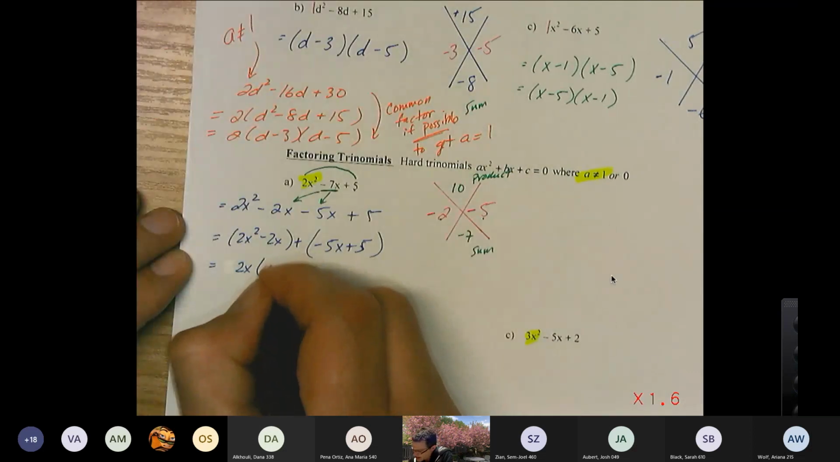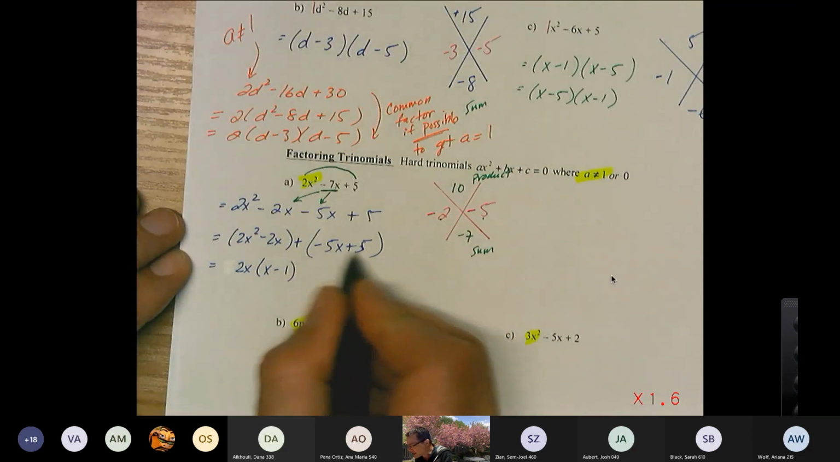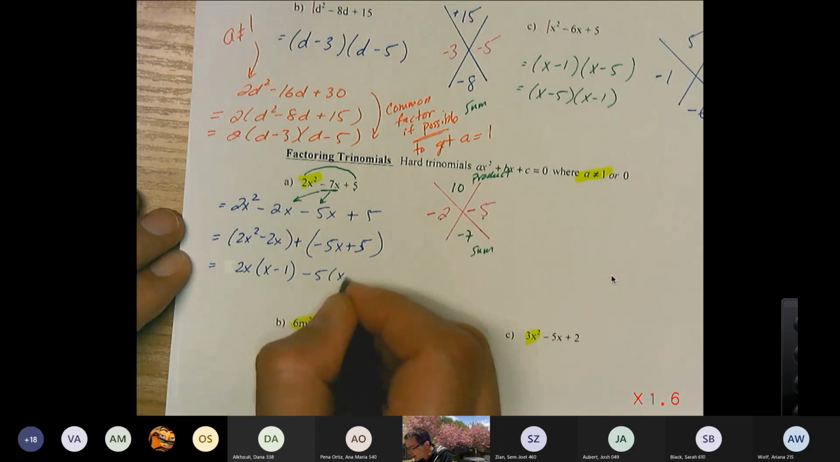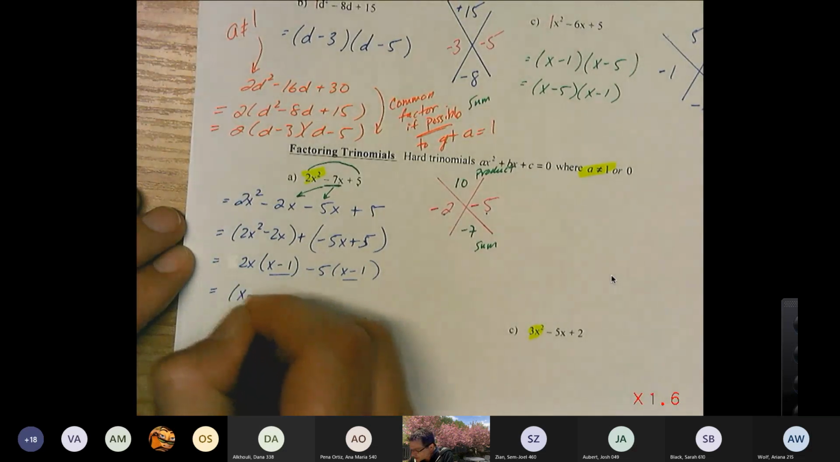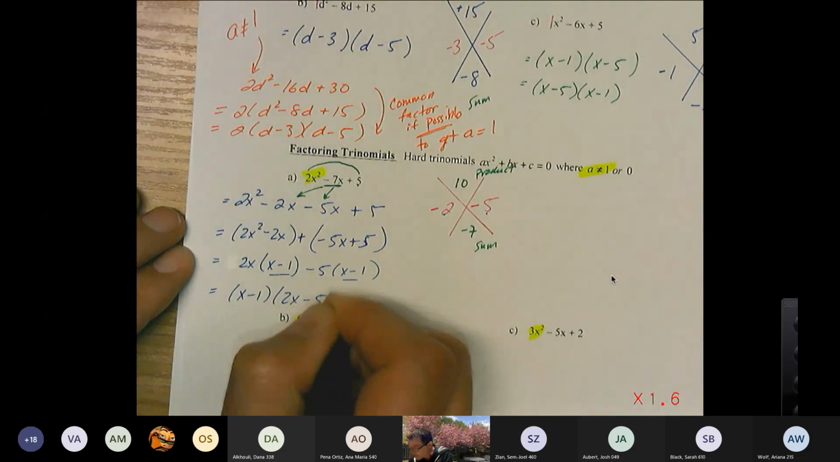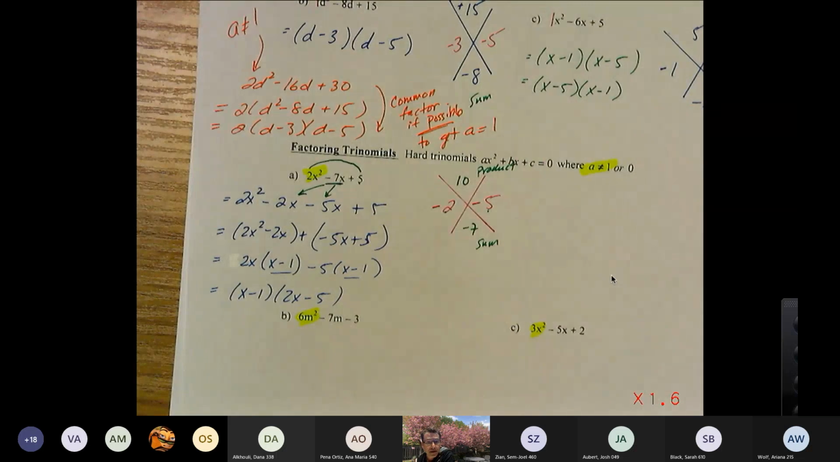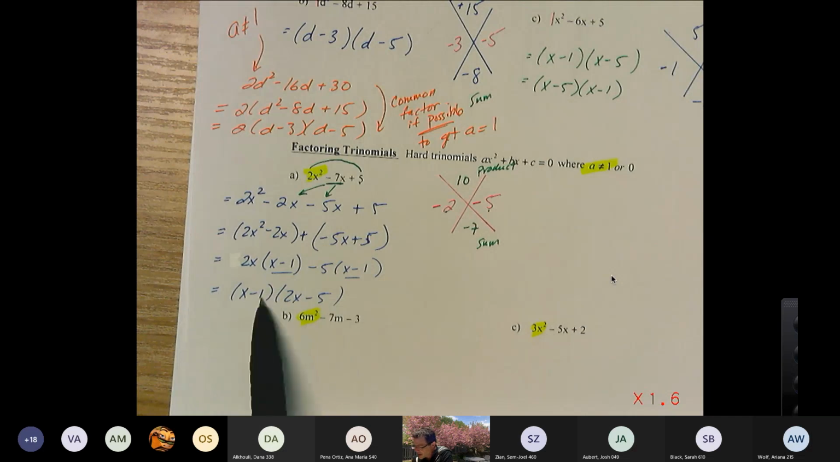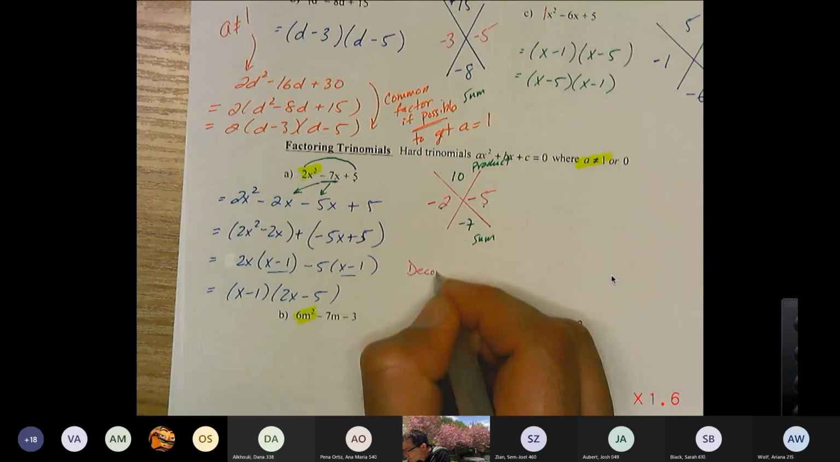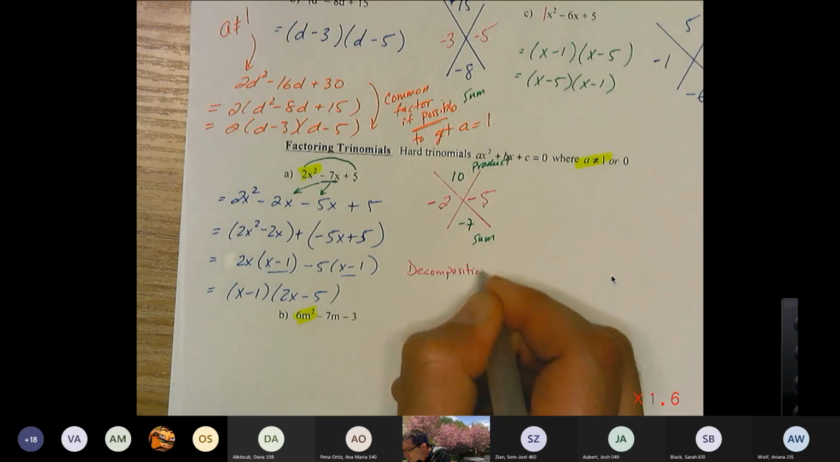I common factor a 2x out of this one, leaving the negative inside. So that's simply going to be an x minus 1. I'm going to take out a -5 here, so it's going to be x minus 1. Common factor out those binomials, and we come up with x minus 1, 2x minus 5. And ladies and gentlemen, you're done. X times 2x is 2x squared. -5x and -2x is -7x. -1 times -5 is +5. And that's called the method of decomposition, which is a wonderful method. It's a gorgeous thing.